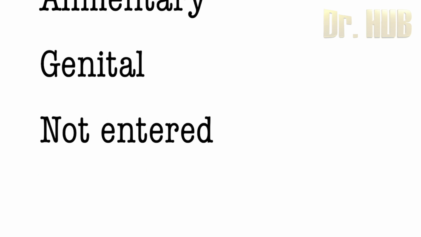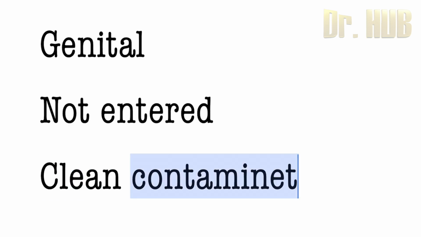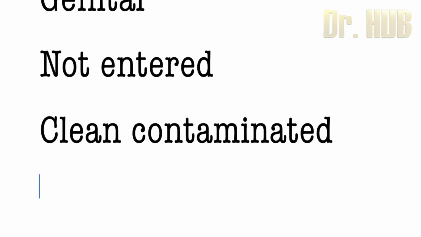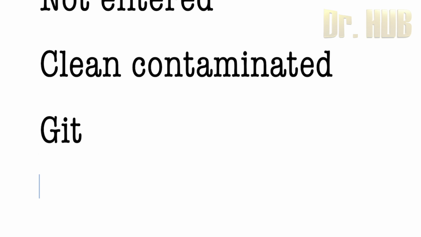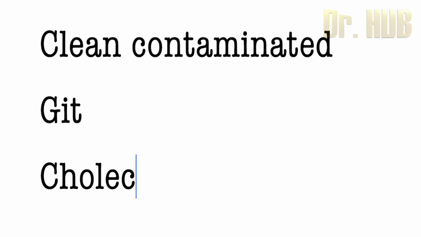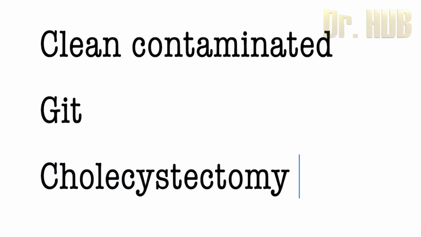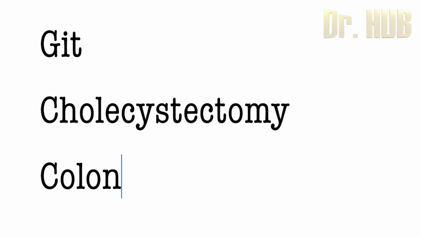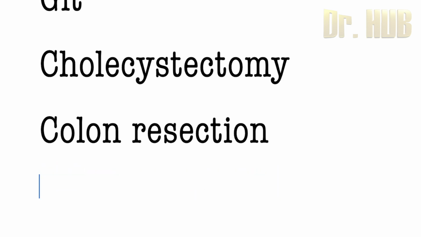Next is class 2, the clean contaminated wound. This is an operative wound with a controlled entry into the respiratory, GI or gastrointestinal tract. Examples are cholecystectomy, elective colon resection, and elective gastrectomy.